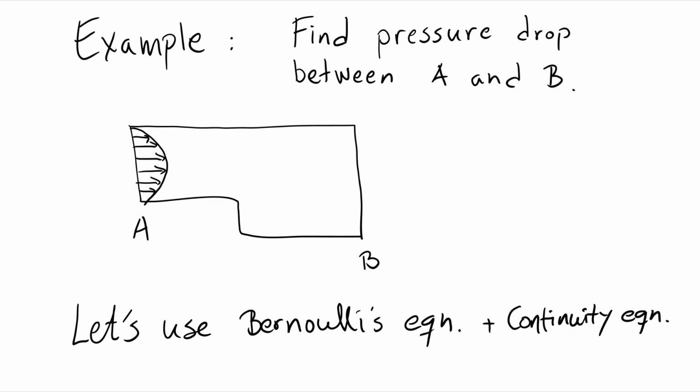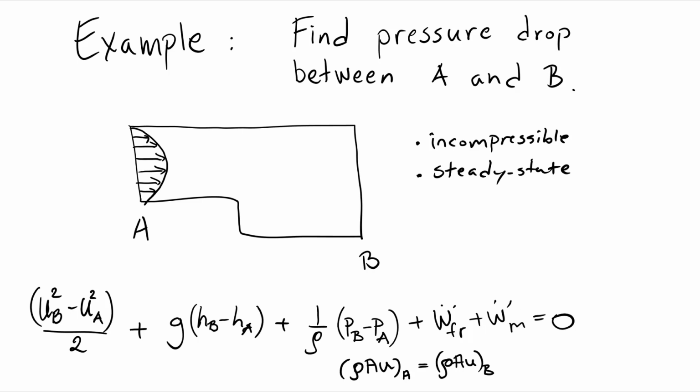Okay, let's take an example. Find the pressure drop between the points A and B. Here A represents the inlet and B represents the outlet. Well, in this case, perhaps we could use Bernoulli's equation and the continuity equation. So then we have some assumption of incompressible flow, and we assume further that it's steady state as well. You see the Bernoulli equation and you see the continuity equation.